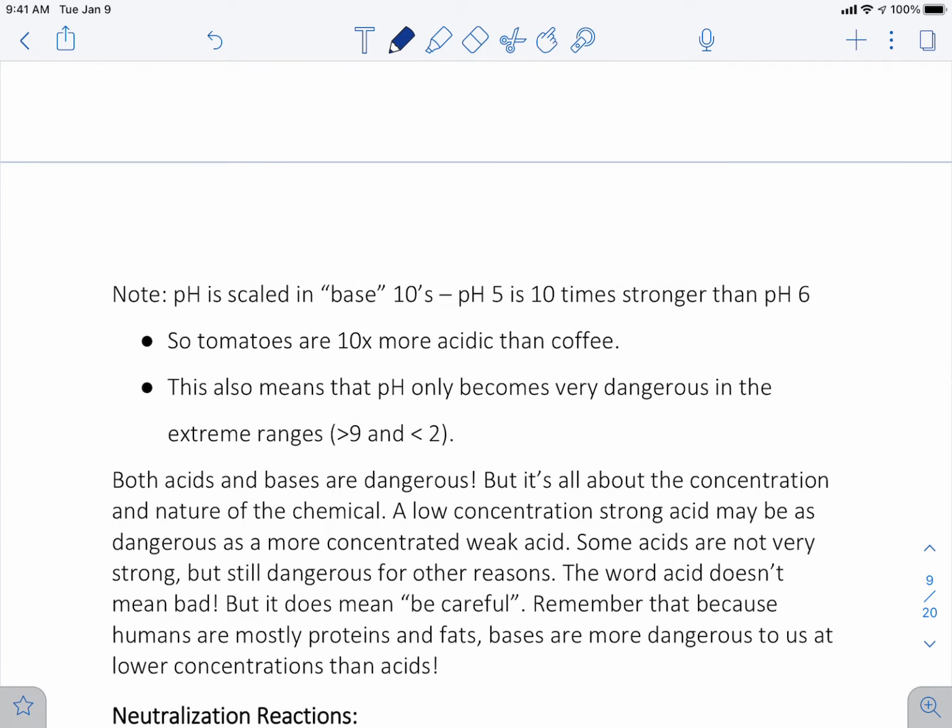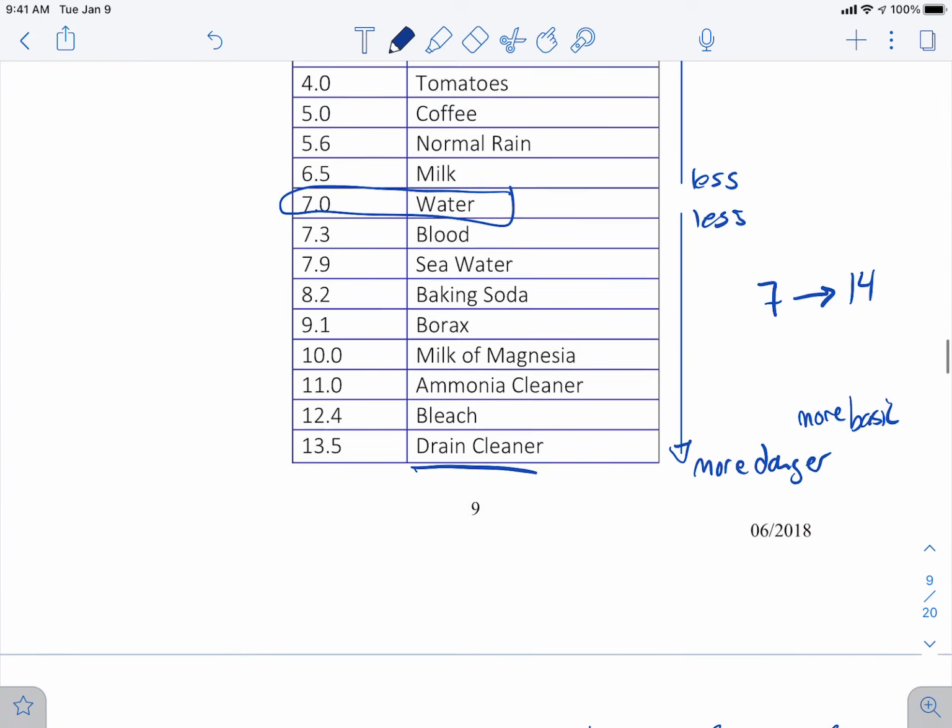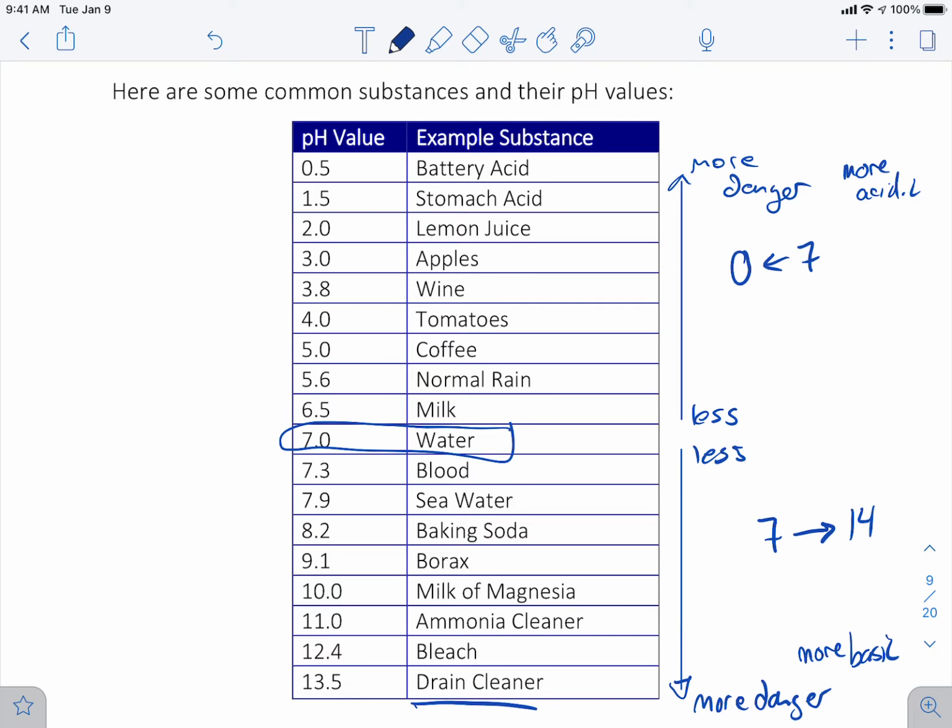So we can go all the way down to 0 in some extreme examples. Note the pH is scaled in base 10. So pH is a base 10 system. That means that we are talking about the exponent of the number 10. So we're talking like 10 to the 1, which is just 10. 10 to the 2 would be 100. 10 to the 3 would give you 1,000. So if we were trying to compare some of these chemicals, let's say lemon juice, which is 10 to the power of 2, where pH is the 2, compared to apples, which is 10 to the power of 3. So that means that this is 100 and this is 1,000, or a factor of 10.